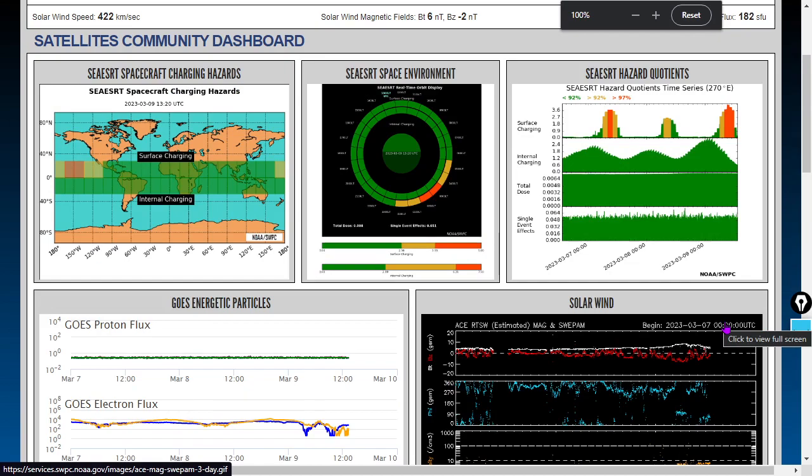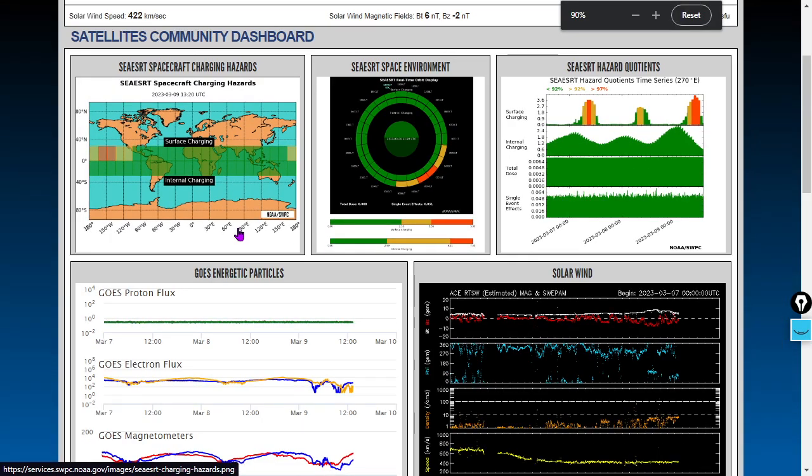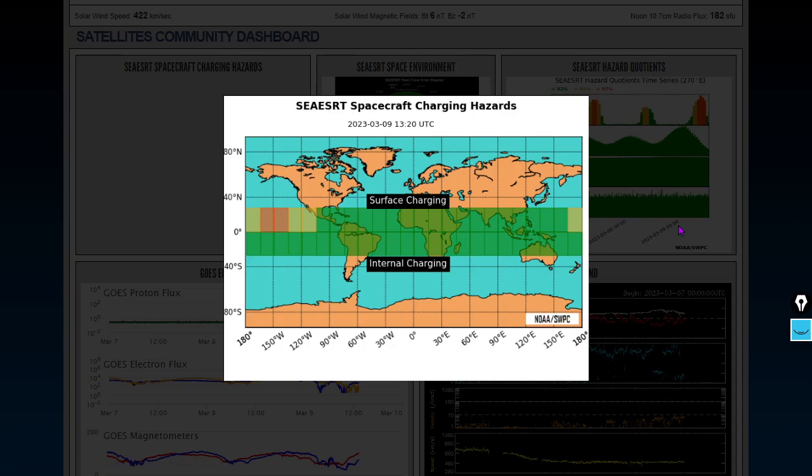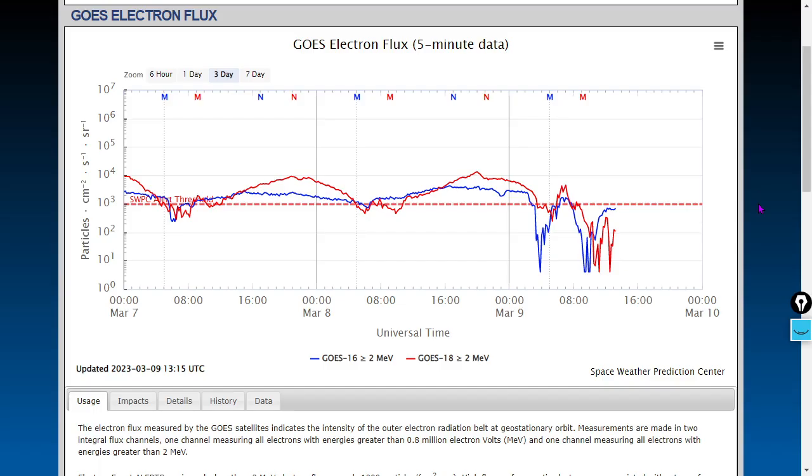So starting out with charging hazards, we've got some significant surface charging hazards over the Central Pacific Ocean caused by low-energy electrons on the outsides of spacecraft. There you can see the charging hazards. That's our satellite's community dashboard view. If you want to view that yourself, that's part of the Space Weather Prediction Center.